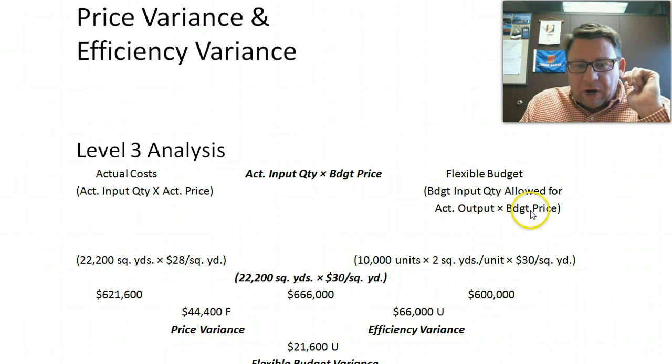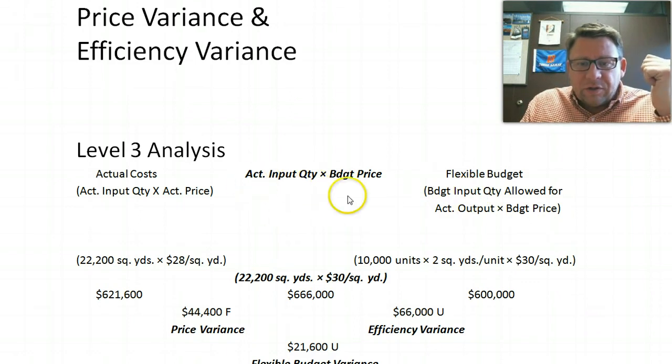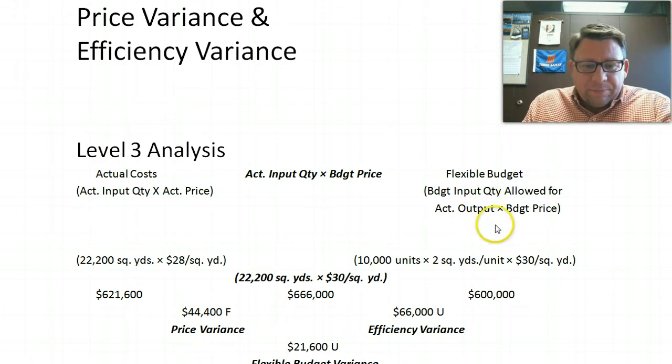On the efficiency or usage side, in this case, notice budgeted price, budgeted price. So I'm keeping the price the same, and what I'm doing is comparing actual quantity used versus how much I should have used to produce that many jackets. And so when I do that here, I come up with my actual quantity of 22,200 times $30 a yard. And so what I get is a favorable price variance of 44,400 and an unfavorable usage variance. So I used way more than I should have to produce that. However, it cost me less to buy that material. Okay.